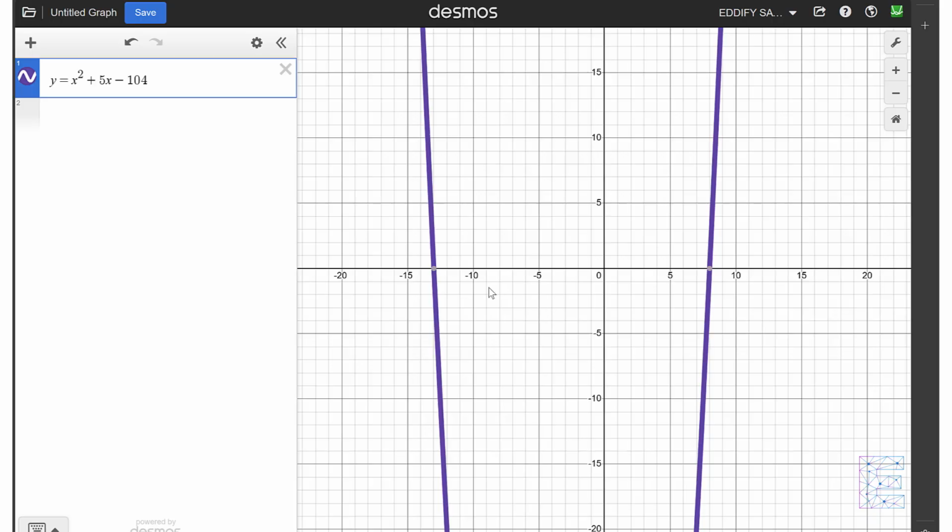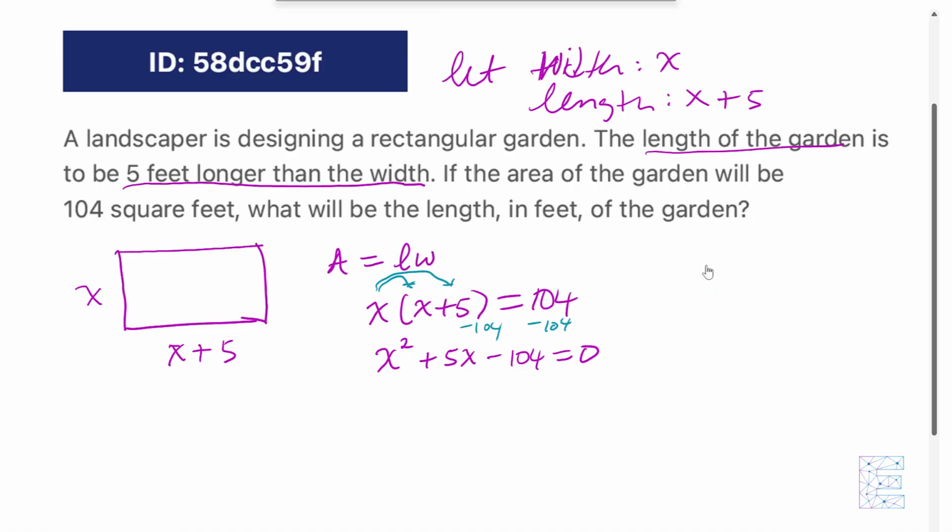those are your solutions. So the x-intercepts are negative 13, and the other one is 8. So we know x is either negative 13 or positive 8. Now back to our question. Can the length be a negative number? We have x equals negative 13, and the other version was x equals 8. Well, we know we can't go with a negative, so x is 8.